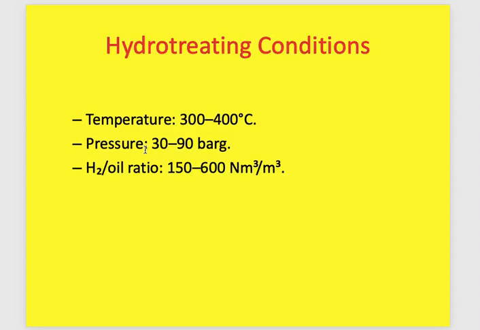If we describe the hydrotreating condition, especially the temperature is between 300-400 degrees C, and the pressure starts from 30 to 90 bar gauge, depending on the design. Hydrogen to oil ratio is very important to consider for a hydrotreating reactor.